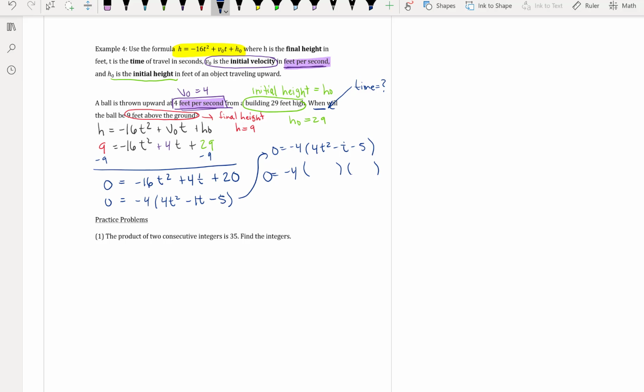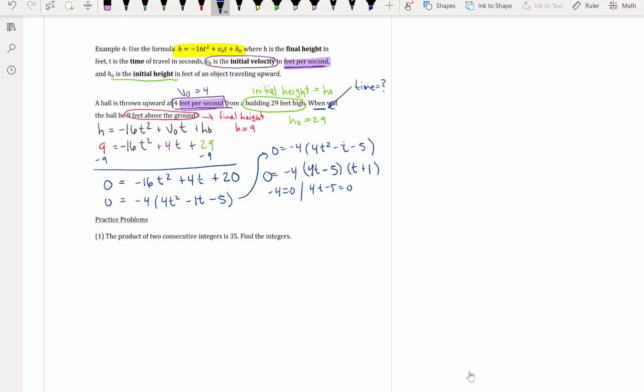So you can do this over to the side if you need to. So I know that if I want the middle term to be a 1, the best way is 4 and 5. So I'm going to have a 4t for the first one. And for the 5, I'm going to have 5 here and 1 here. And since the 1 is negative, I'm going to have a negative 5 and a positive 1. Perfect. So now I have negative 4 times these factors is equal to 0.